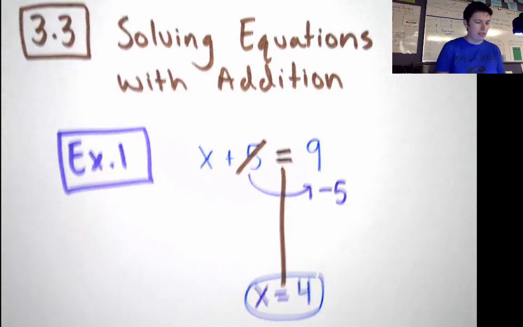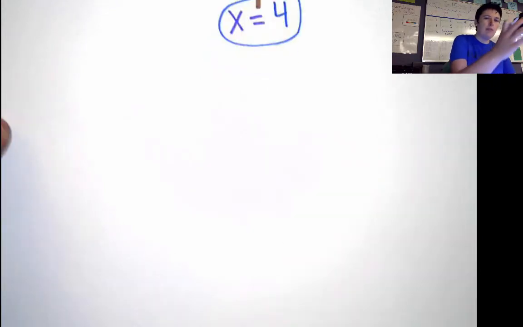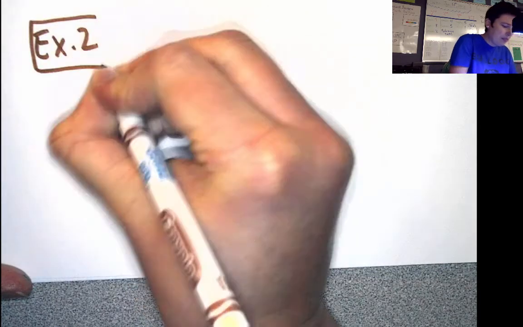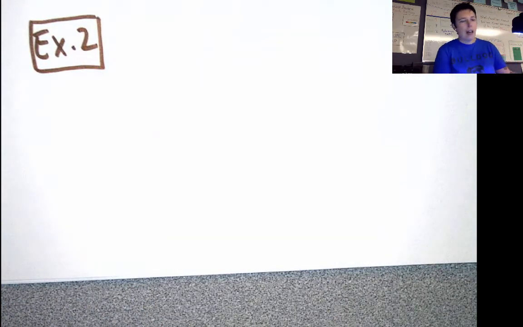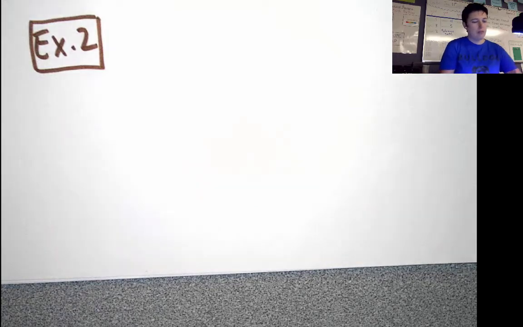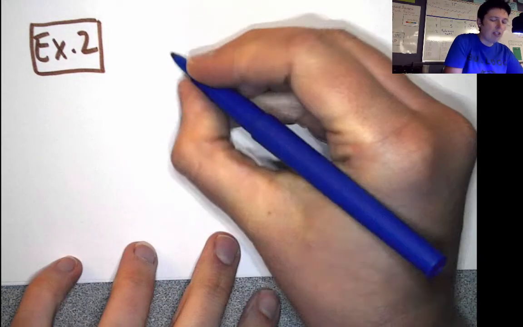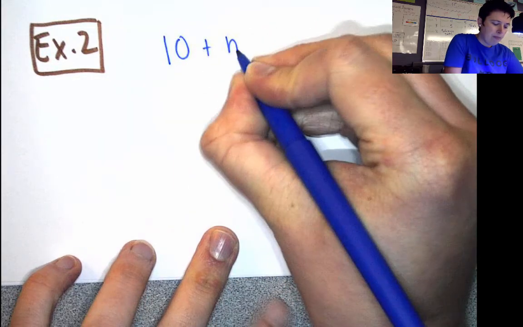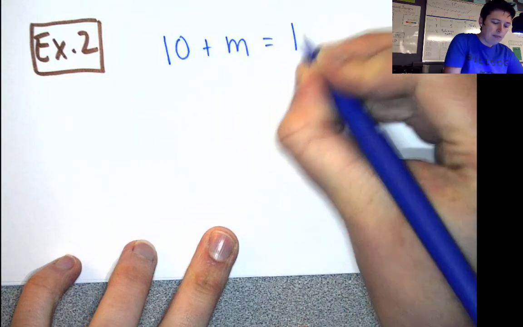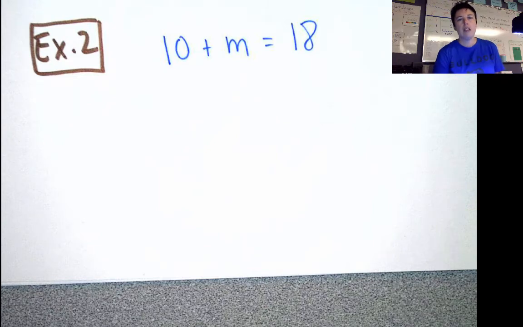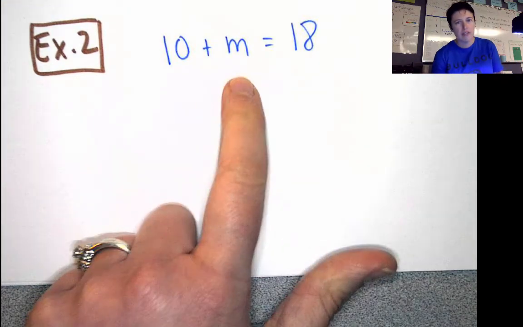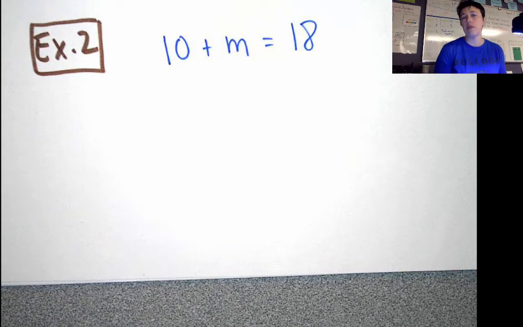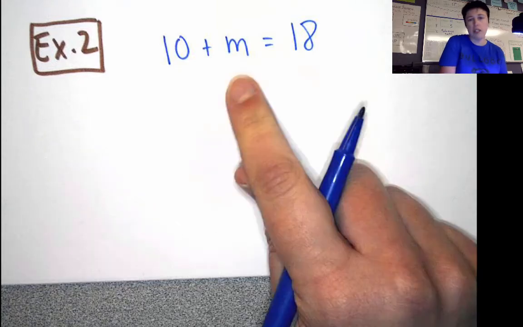Let's try another one of these. Let's do an example 2. So I'll move this up a little bit. All right, example 2. Let's try a second problem. Let's say I have a mystery number, and I'm going to tell you I have 10 plus m equals 18. Now, m is a letter, but it's actually a variable. It stands for a number. It's a mystery number, and our goal is to figure out what is m.